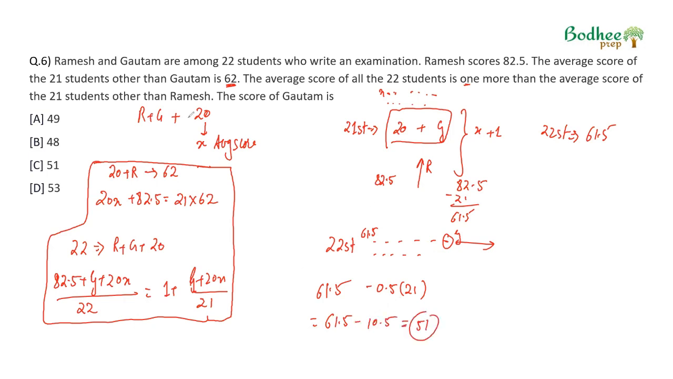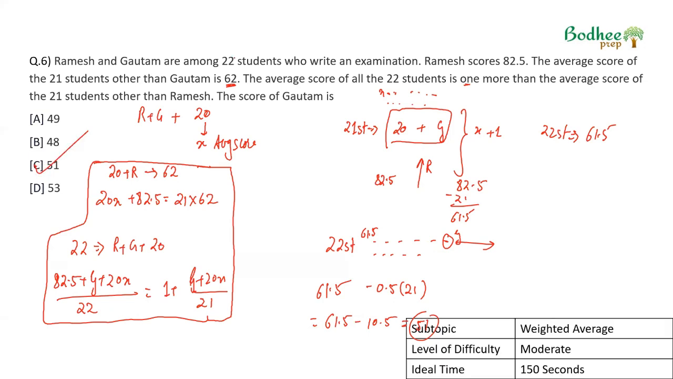So what is Gautam's score? Gautam's score is 51. If we understand the concept of weighted average, this is a question that would be a moderate question. Similar questions have been asked in the examination. So if you are doing this, should take about 2.5 minutes to solve. Otherwise, if we are calculating using the formula for averages, the calculation might be a little intensive, and therefore moderate to moderate and difficult will be the level of this question.